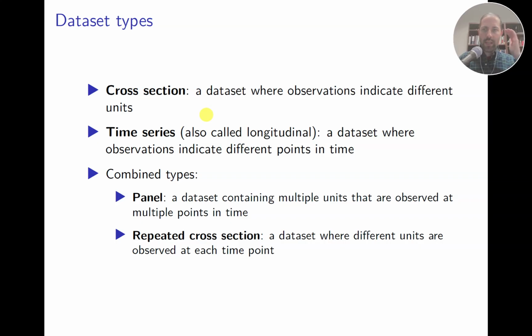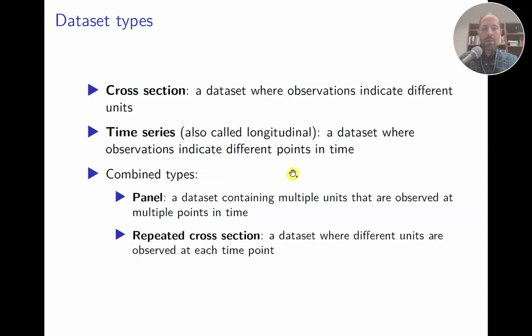All right, a few more things we should know about data structures. There are different kinds of data sets that we can see. What we just saw was an example of a cross-sectional data set. That is, it's a data set that describes different units. In a time series data set, the units are actually different points in time, right? So one row might be the year 2000, the next row is the year 2001, the next row is the year 2002, and so on and so forth. That would be a time series data set.